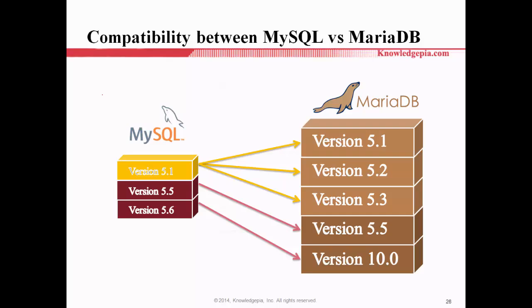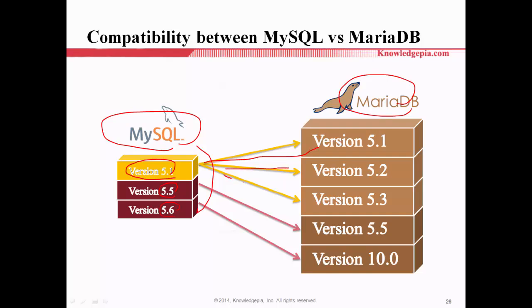Compatibility between MySQL and MariaDB. As I told you, MySQL has version numbers 5.1, 5.5, 5.6. From these MySQL versions, MariaDB brought versions 5.1, 5.2, 5.3, from the 5.5 version. It's almost the same version numbers, but only this one from 5.6, now we normally call version 10 of MariaDB.